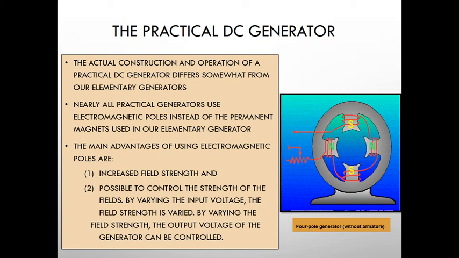Adjust mo. By varying the input voltage, the field strength is varied. By varying this field strength, the output voltage of the generator can be controlled, no? So ma-adjust po na to. So dali ra nato ma-adjust ang output voltage, kung gamit ta og electromagnetic poles.